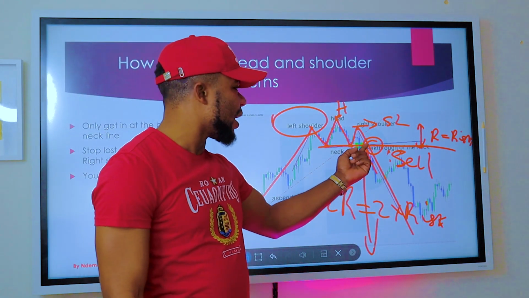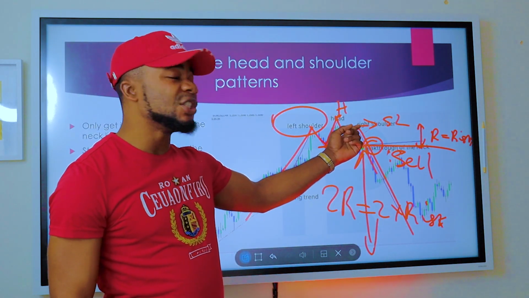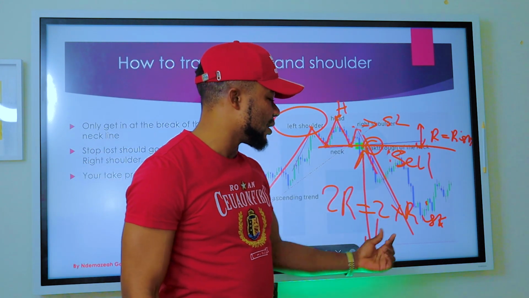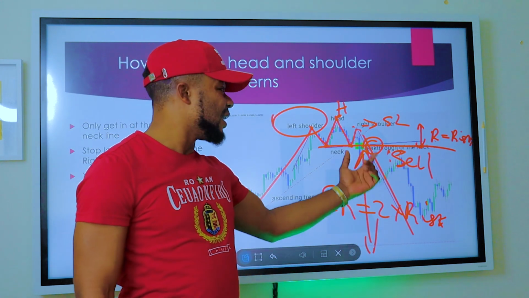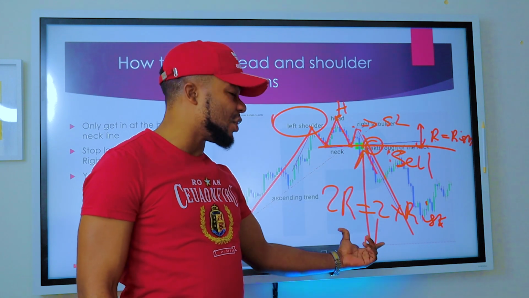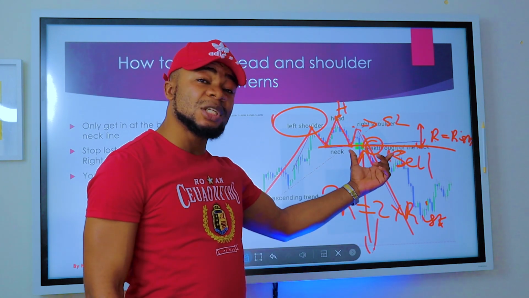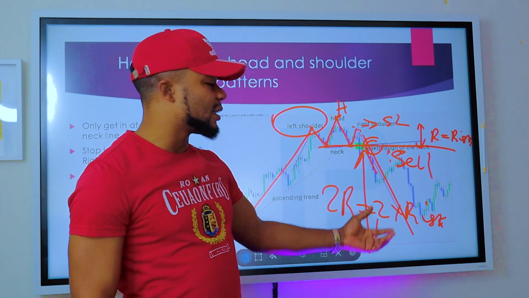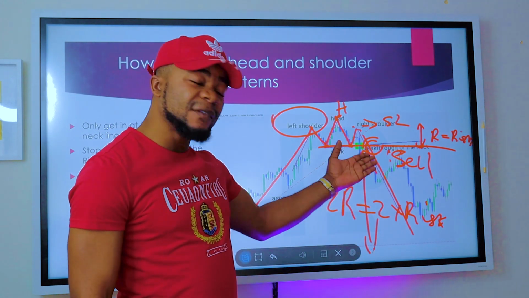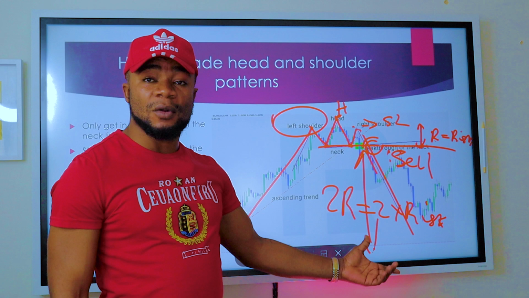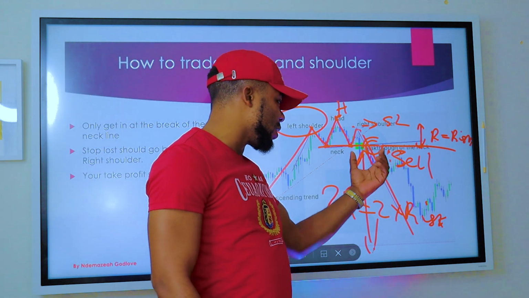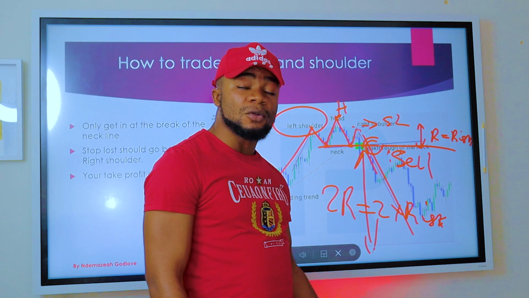So if the distance from your entry to the right shoulder, or to a few pips below the right shoulder, is 50 pips, then you are targeting 100 pips. If the distance from here to here is 100 pips, then you are targeting 200 pips. It can be either a dollar amount or a pip amount. So if it's $100, then you are targeting $200. If it's $50, then you are targeting $100. As easy as that.